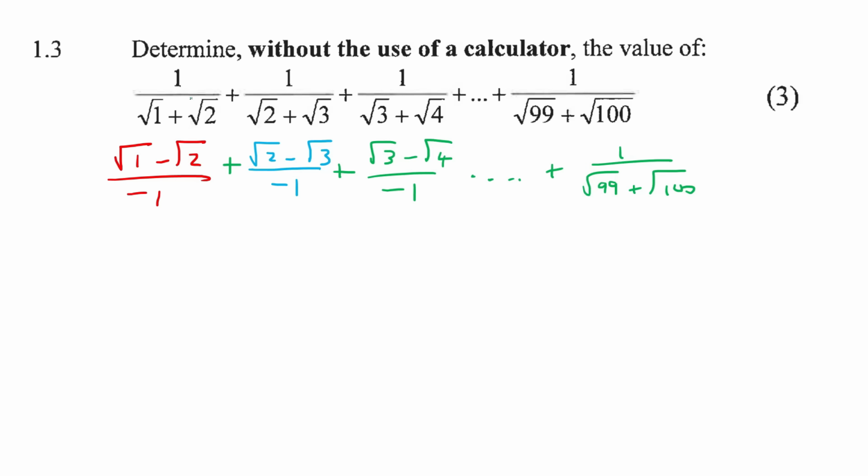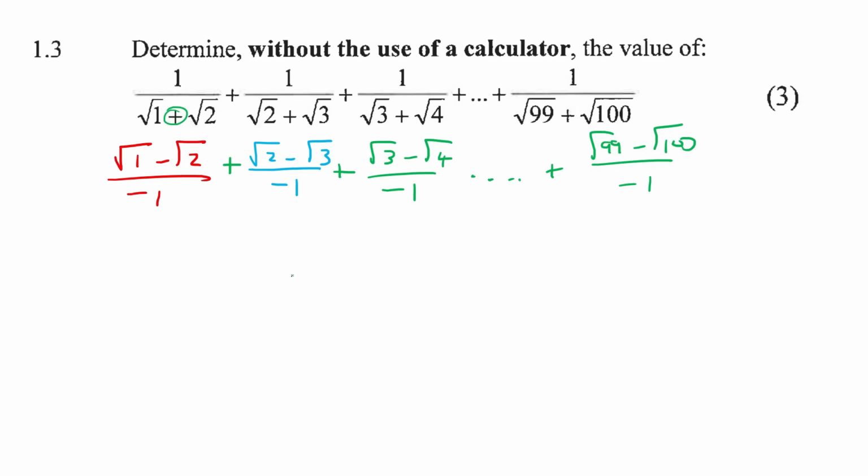Because have a look at all of them. Can you see that the 1 and the 2, the square root of 1 and 2, they go to the top and the plus changes to a minus. Then you have a square root 2 and a square root 3. They just go to the top and it changes to a minus. Here we have a square root 3 and a square root 4. They just go to the top and it changes to a minus. So here, you're just going to get the square root of 99 and the square root of 100, where it'll change to a minus, and then you'll just say minus 1.